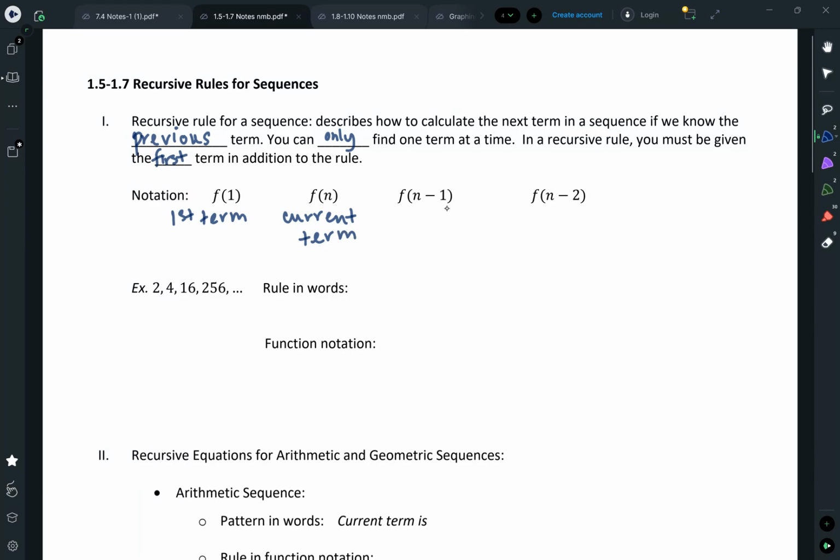And then f of n minus 1, well, if n is our current term, then minus 1 is like the term before that. So this is going to be our previous term. And then in parentheses, I'm going to write the one before n. The term before n. So one term before n. So n minus 2 would be two terms before n. Which means it's like the previous term of the previous term.